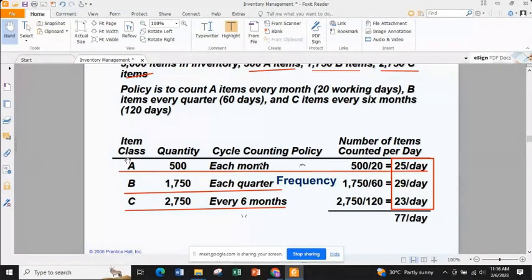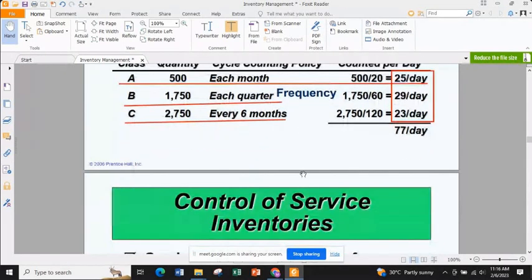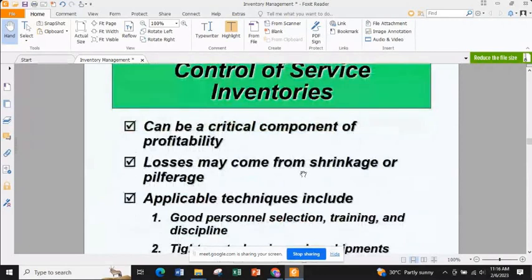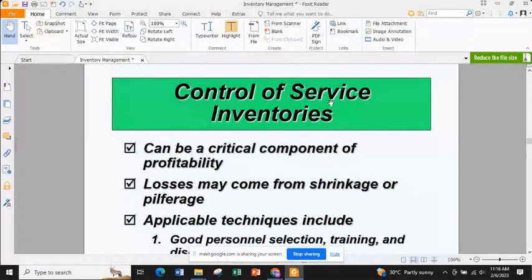You cannot afford to have a mistake on item class A, because item A contributes the income for your company, for your factory. Control of service inventories can be a critical component of profitability. That's the reason you want to control the inventories.